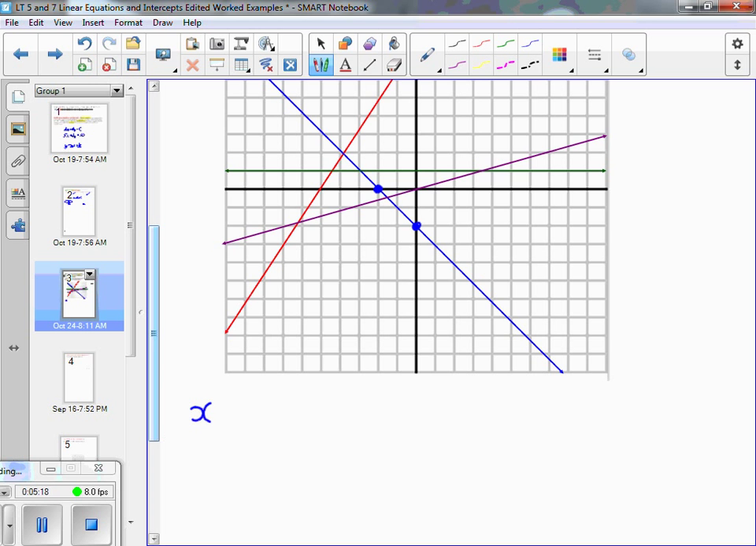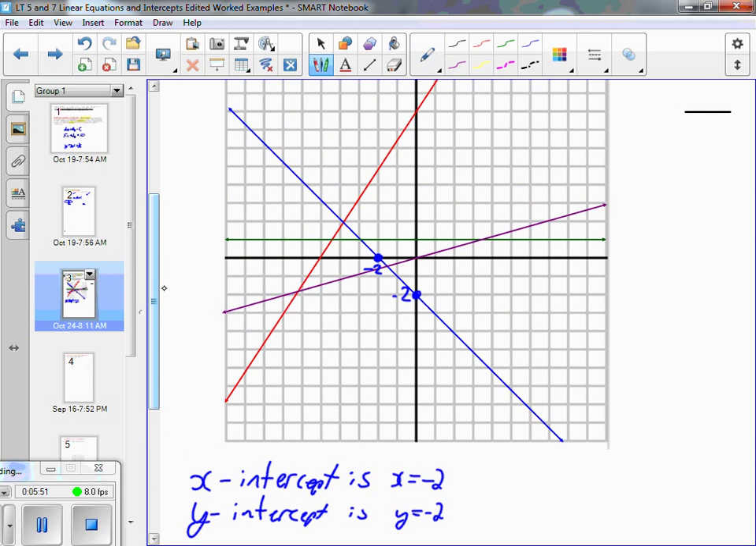So for the blue line, the x-intercept is, well, that'd be -2 right there, wouldn't it? -2. Or I'd rather say, x equals -2. The y-intercept is also -2, isn't it? Right there. Now let's look at the red line. Here's its x-intercept. So that'd be what? -1, 2, 3, 4, -5.